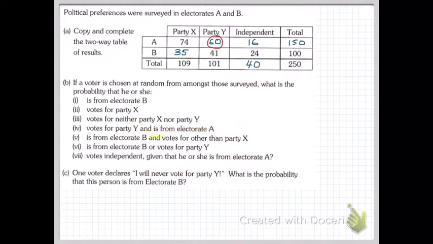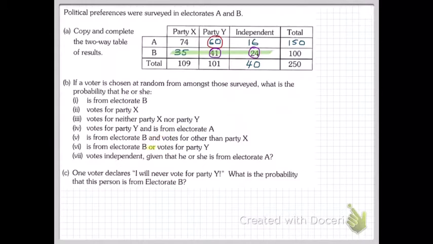Number 5 is an AND kind of compound probability. They must be from electorate B and vote for a party other than X, which means they could have voted for party Y or independent. We know they have to be from electorate B, and they're either voting for Y or independent. Now, to write that using proper notation is a little bit more complex. It's the probability of B intersection with the probability of Y or independent, or Y union independent. But the numbers work out pretty simply. It's just 41 plus 24 over 250, which is 0.26.